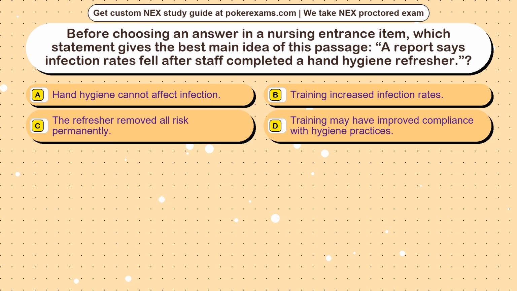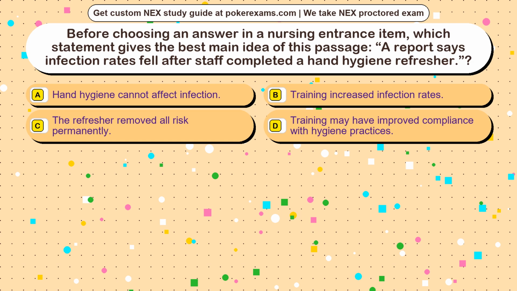Question 9. Before choosing an answer in a nursing entrance item, which statement gives the best main idea of this passage? A report says infection rates fell after staff completed a hand hygiene refresher. Option A, hand hygiene cannot affect infection. Option B, a training increased infection rates. Option C, the refresher removed all risk permanently. Option D, a training may have improved compliance with hygiene practices.